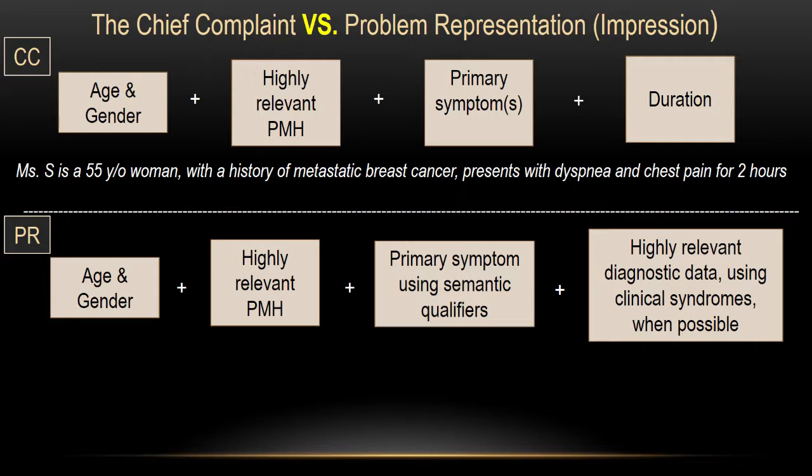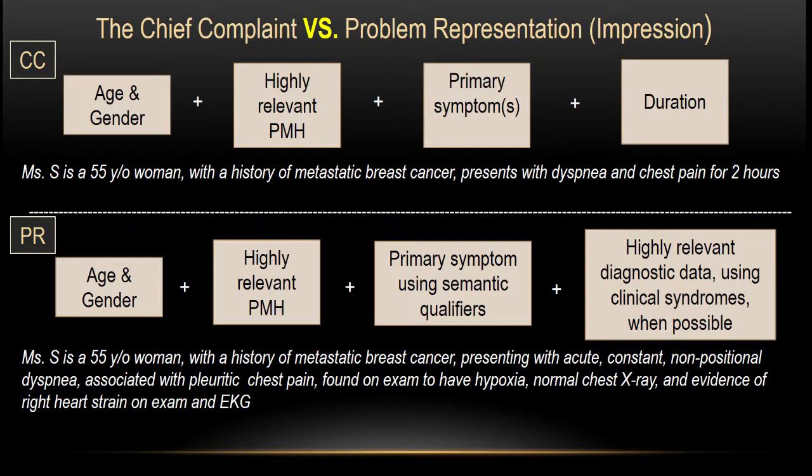When it comes to the problem representation, I'm going to use the first two boxes. Miss S is a 55-year-old woman with a history of metastatic breast cancer presenting with, now I'm going to use semantic qualifiers, acute, constant, non-positional dyspnea associated with pleuritic chest pain, found on exam to have hypoxia, normal chest x-ray, and evidence of right heart strain on exam and EKG. This is how we put the patient's chief complaint versus the problem representation.